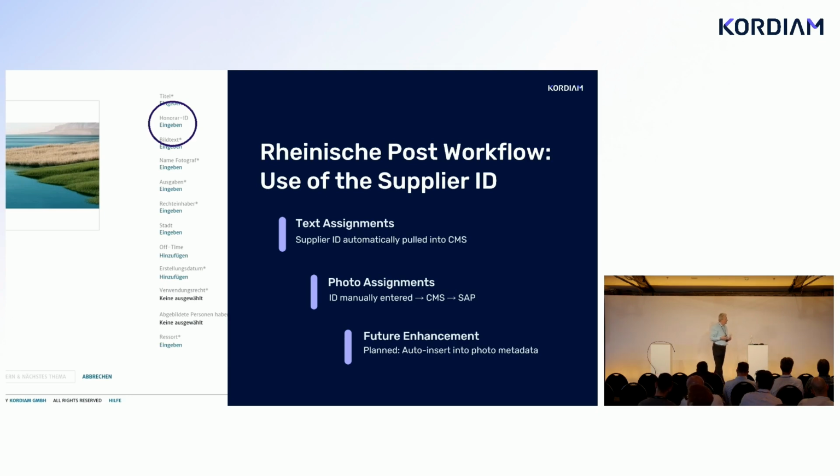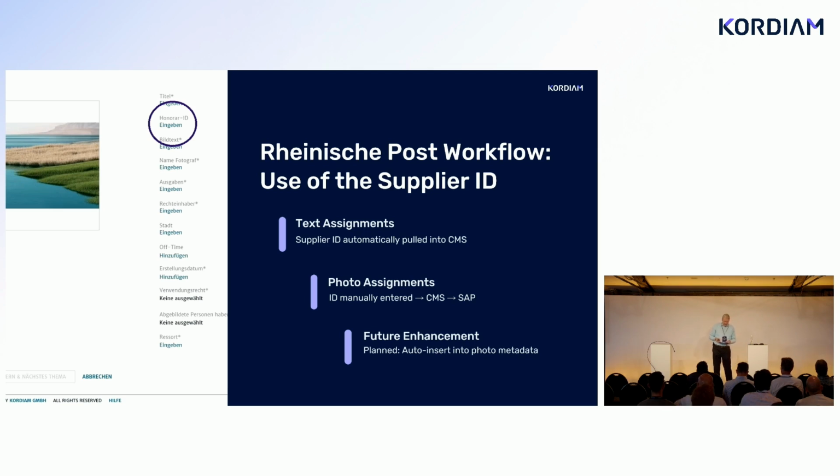And just to give you some ideas, I picked 3 of those models that I got to know within the last months, and gave them just a name. The workflow at Rheinische Post takes advantage of the supplier ID. How does it work?